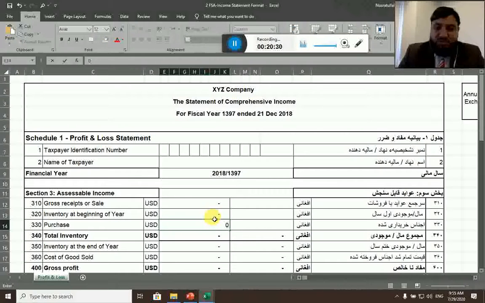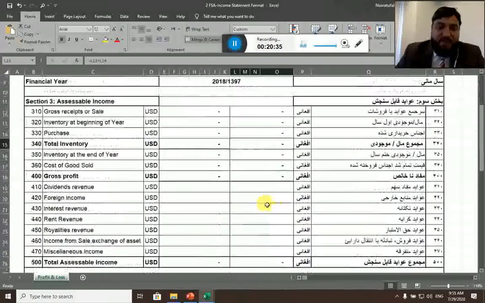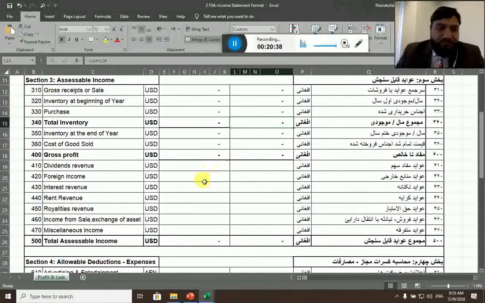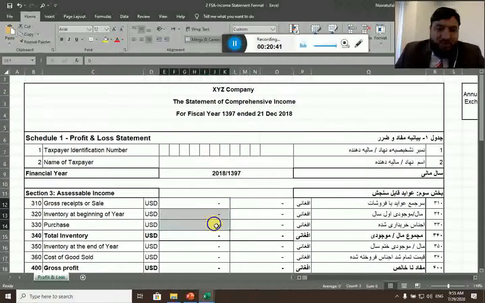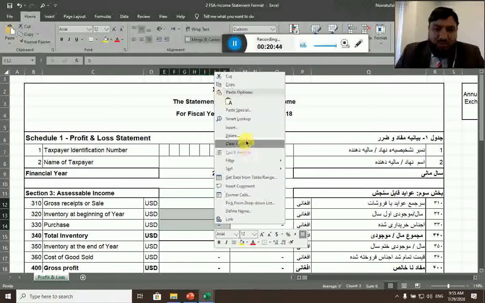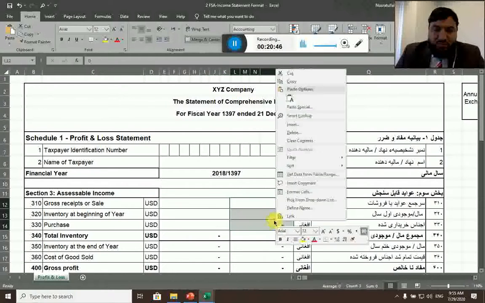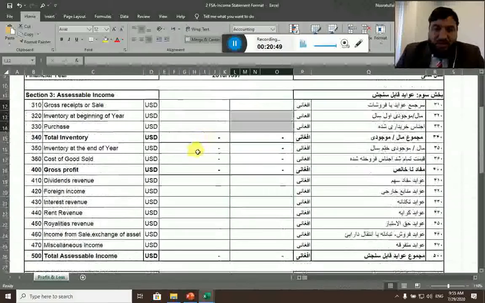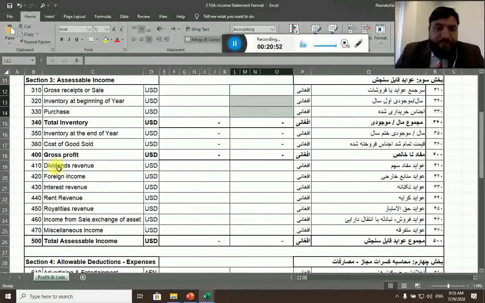Zero, no interest, right? Okay. Next we have the other income. The other income is dividend income, foreign income, interest revenue, rent revenue, royalties revenue, income from sales and exchange of assets, and then we have miscellaneous income. Miscellaneous income is any other income which is not listed here. So then we are here to calculate the total assessable income.